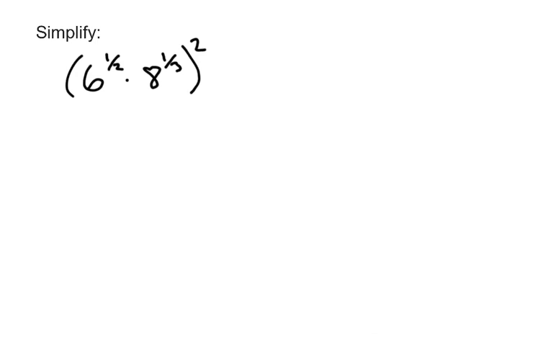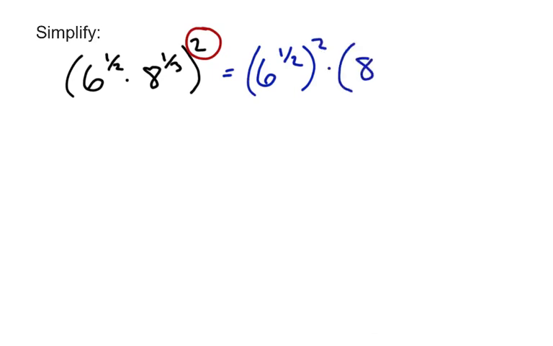In this example, I know you see multiplication, so you might want to add those powers together, but we can't because the bases aren't the same. So we go down to the power of a product property, where we take this squared and bring it inside. So 6 to the 1/2 is going to get squared, and 8 to the 1/3 is going to get squared. Now, for each of these, we have the power of a power, so we're going to take these powers and multiply them together. And 1/2 times 2 is just 1. 1/3 times 2 is 2/3.